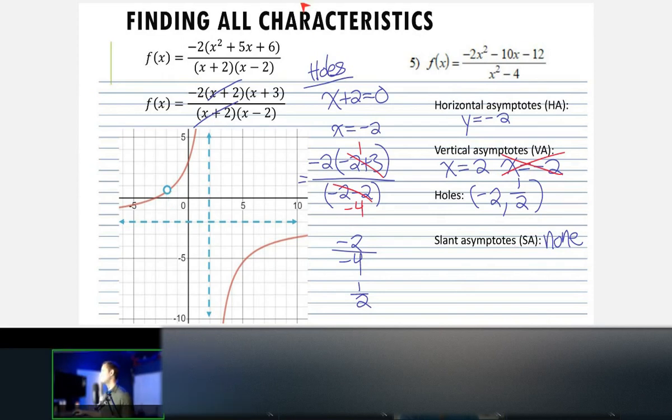All right, how are we feeling about this process of finding the holes? It's a lot of work, kind of.